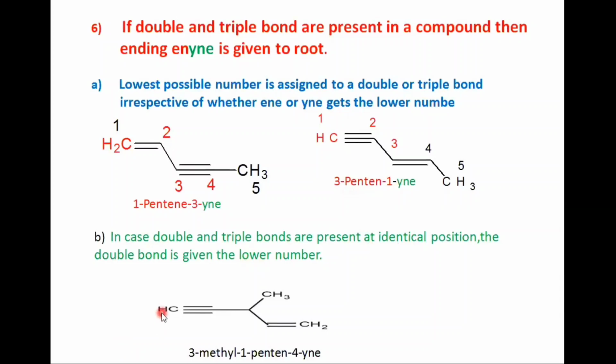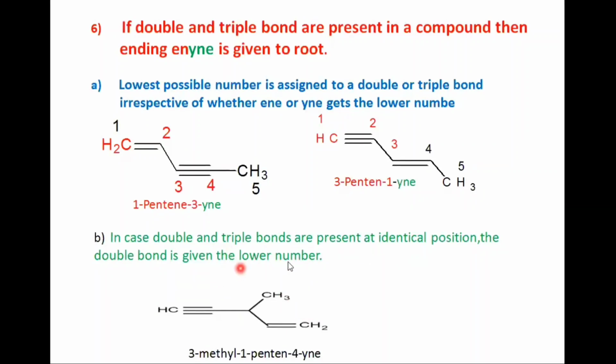Suppose both double and triple bond are present at the identical position. For example, select this longest chain, 1, 2, 3, 4, 5. This longest chain contains 5 carbon. If we start numbering from here, this alkyne will get number 1. And if we start numbering from here, this double bond gets number 1. So in this case, when both the double and triple bond are present at identical positions, the double bond is given the lowest number. So we should give priority to the double bond. We should neglect the triple bond here. So we will assign numbering from this side, 1, 2, 3, 4, 5.